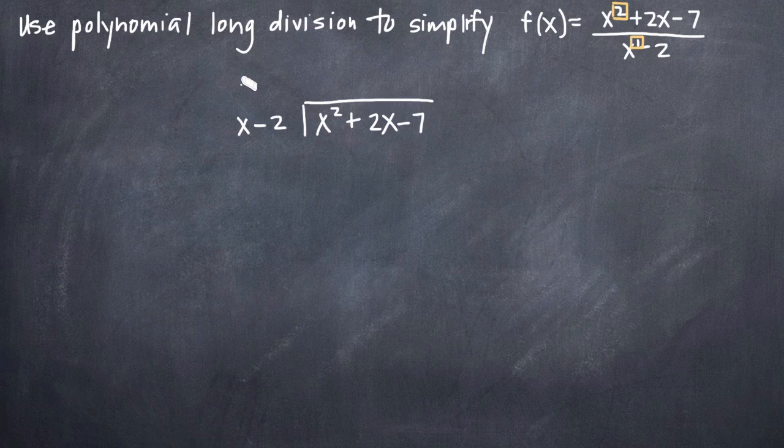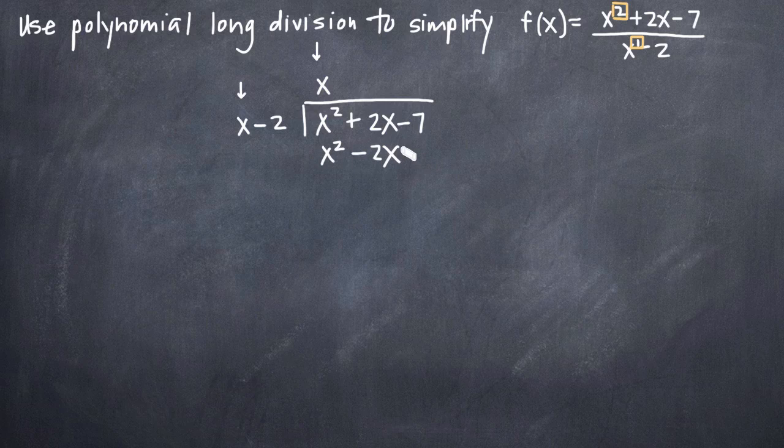Once you have your problem set up like this, your next step is to figure out what you need to multiply by x here in order to get x squared here. So what do we need to multiply by x in order to get x squared? Well, if we multiply x by x, we'll get x squared. So that means we need to put an x here above the x squared. Then we multiply x here by the entire value out in front here, x minus 2. So x times x minus 2 gives us x squared minus 2x.